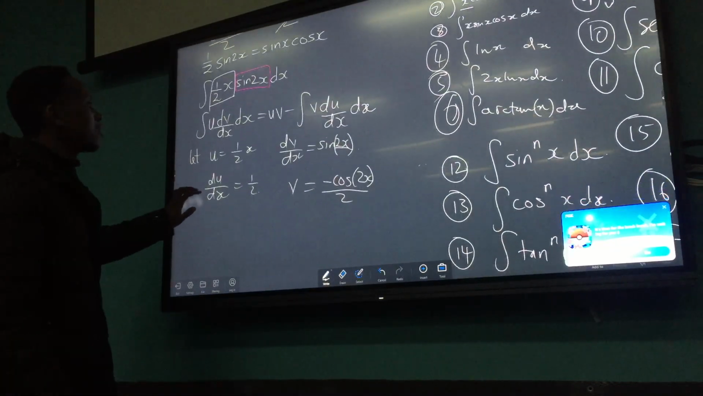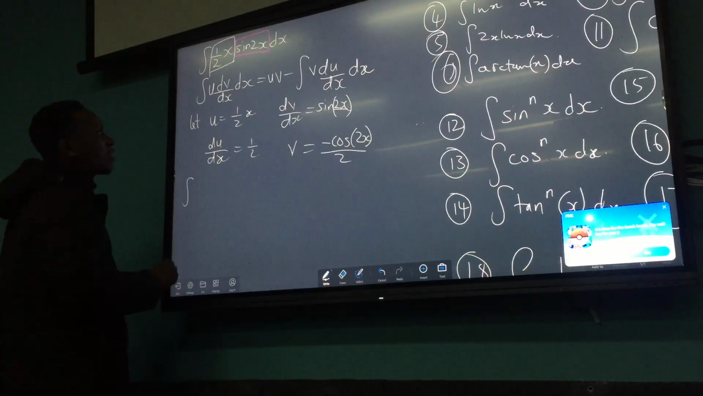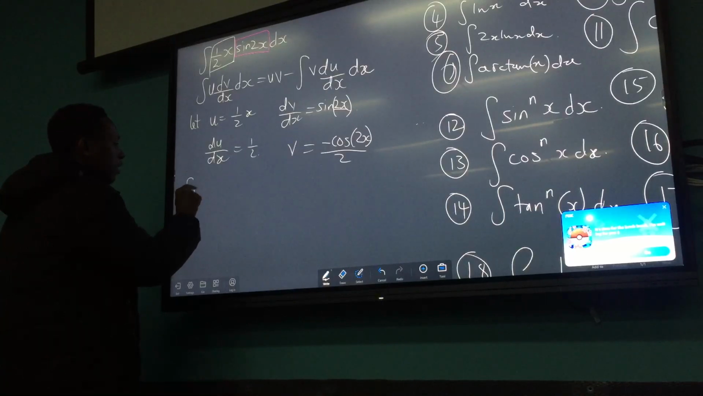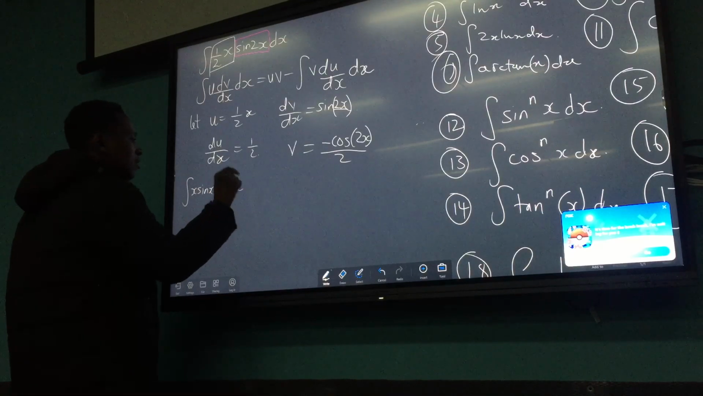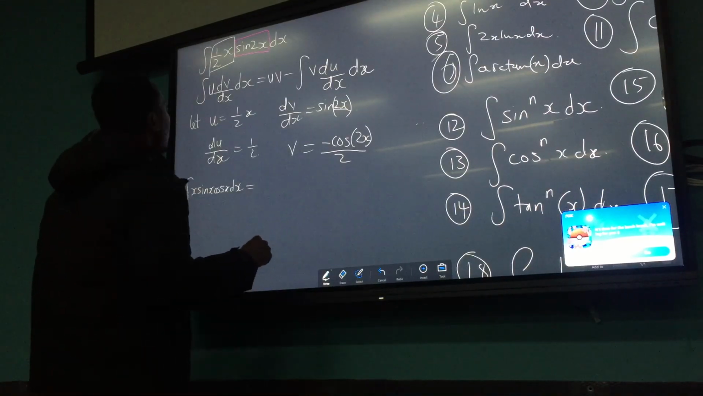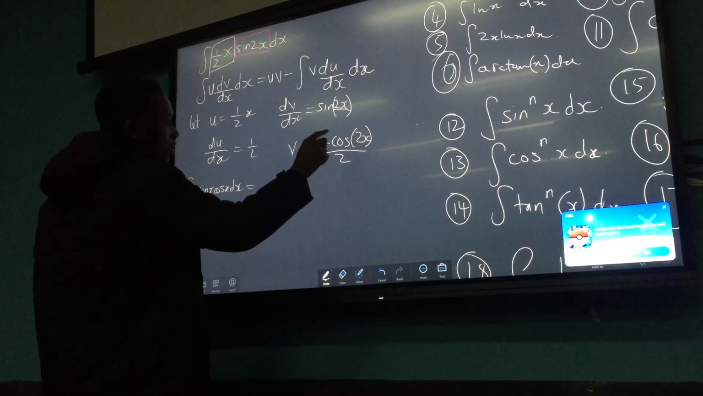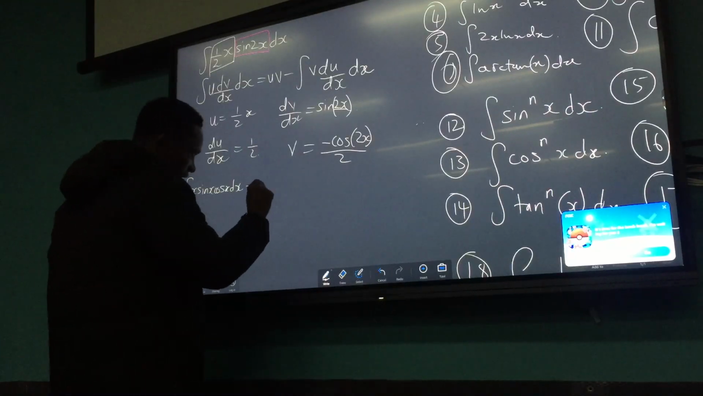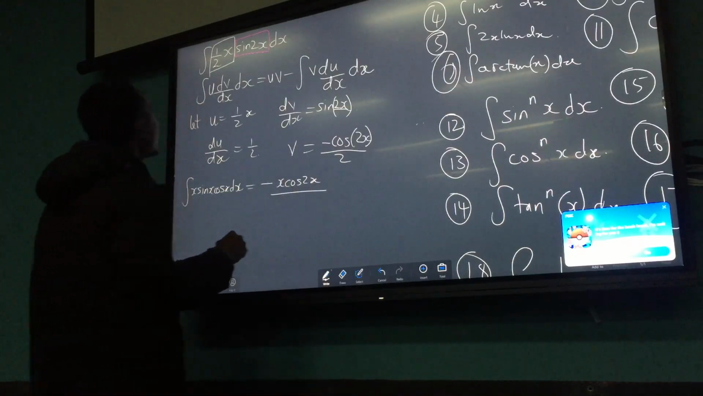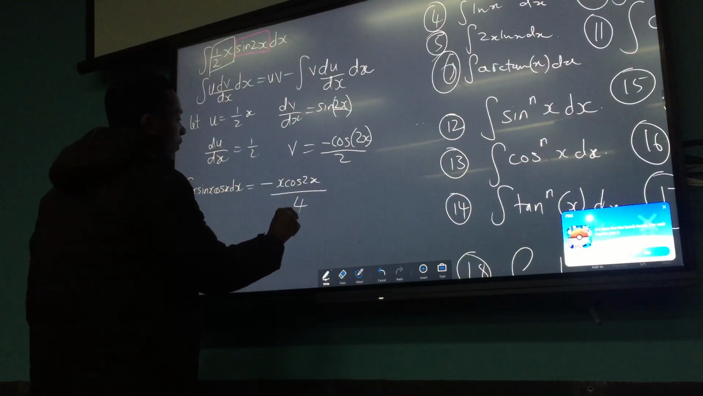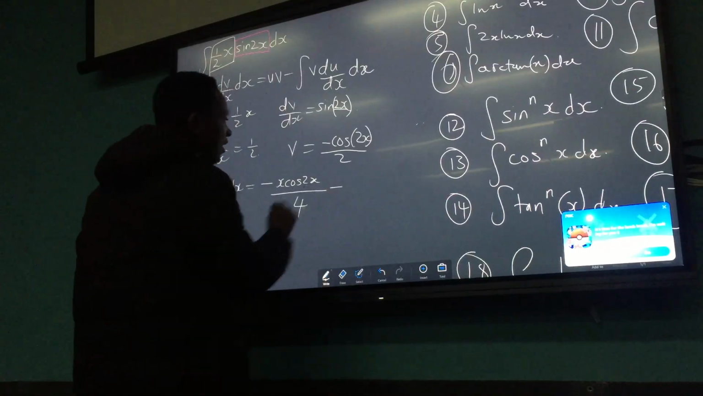So now we're going to plug that into our formula for integration by parts. If we do that, we're going to have the integral of x sine x cos x dx, which is what we initially had. It's equal to uv, which is half x multiplied by minus cos 2x over 2. That's going to give us minus x cos 2x over 4, isn't it? So that's going to be over 4. Then we're going to say minus.